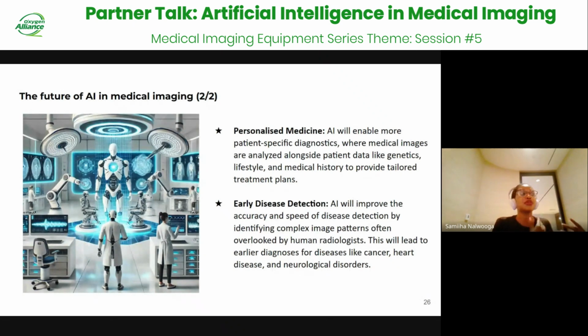The other one is, of course, early disease diagnosis. It's being done, but it's not really that rampant because so much is being talked about and so much is going on when it comes to regulating AI. But we'll see AI will improve the accuracy and speed of disease detection by identifying complex, large patterns often overlooked by human radiologists. I'll give an example: imagine you're a radiologist in a hospital and you're supposed to look at 100 images a day. After your 50th image, you'll probably be tired because our brains really do get tired. But AI has the ability to perform this without being tired because it doesn't have a brain.